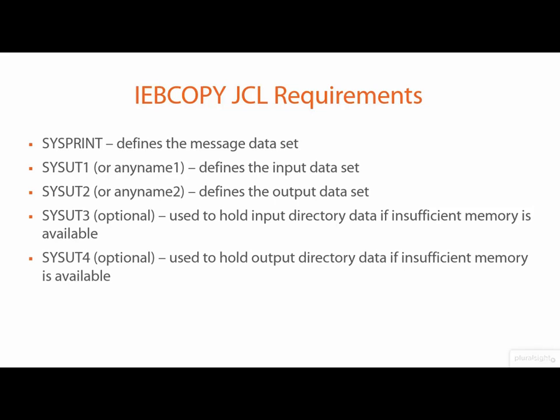SYSUT3 and SYSUT4 are two optional DD statements that may be used in the event that there isn't enough processor memory to hold the directory information for the datasets that you are copying. This would be a very, very rare circumstance these days, if ever. So SYSUT3 and 4 are not normally coded and are not needed for normal runs of IEBCOPY. And then finally we have our SYSIN DD *, which is going to represent the input for our control statements.